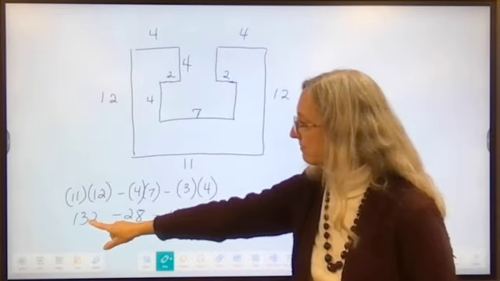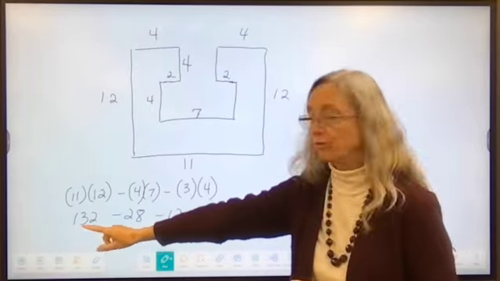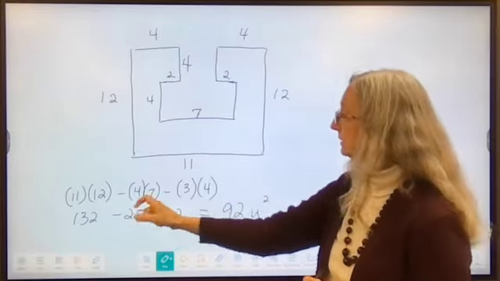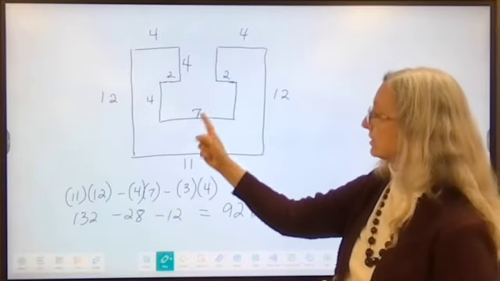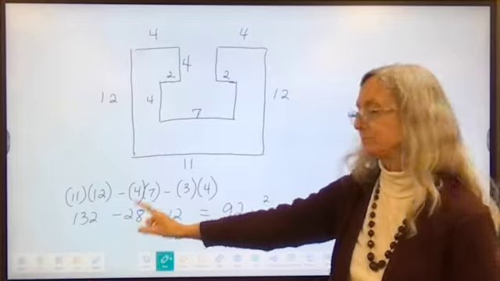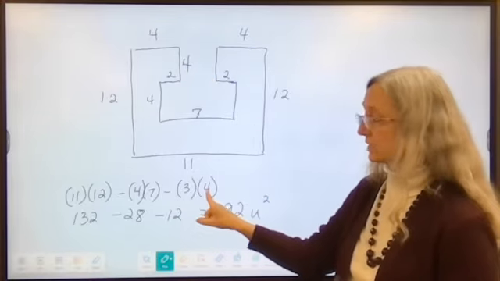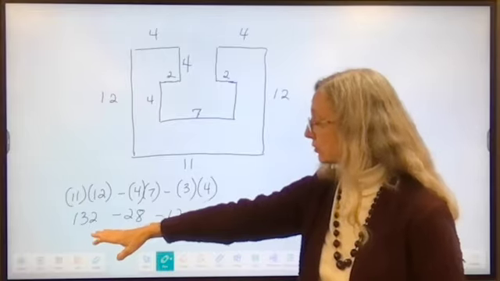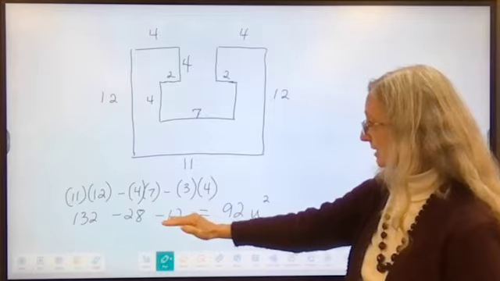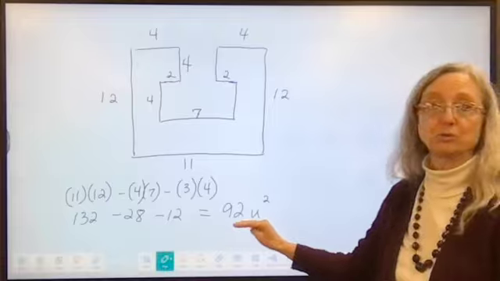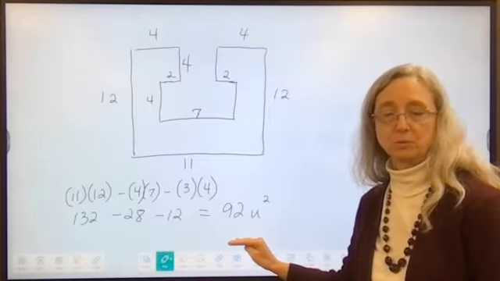So I have my 11 times 12, which is the whole thing, that's 132. I subtracted 4 times 7, which is 28. And then I also subtracted this section, which is 3 times 4, which is 12. So 132 minus 28 minus 12 comes to 92.